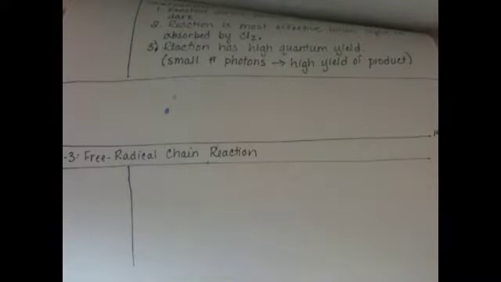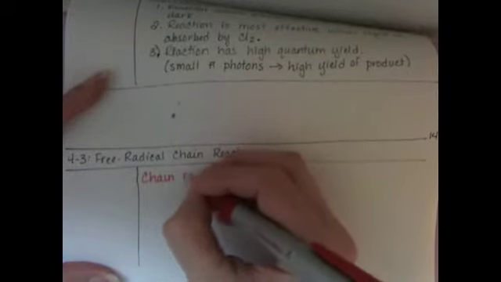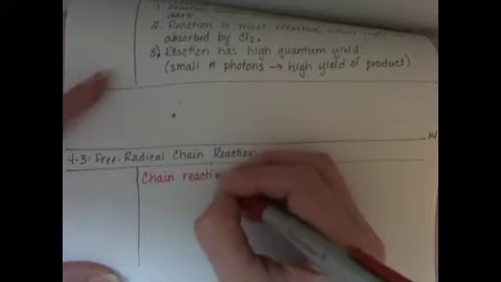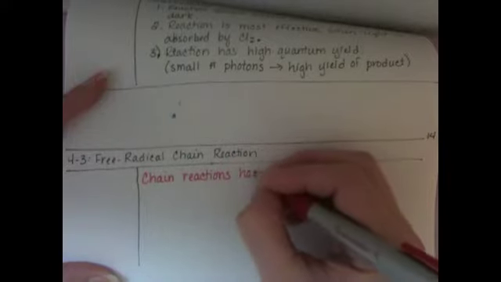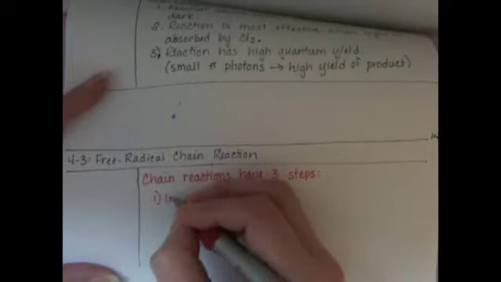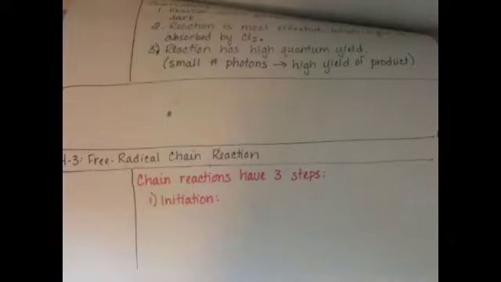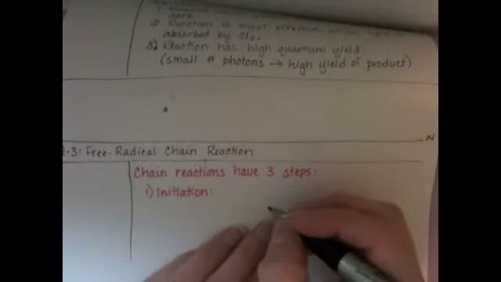Chain reactions, all of them, not just the chlorination of methane, but all chain reactions have 3 steps to them. The first step in a chain reaction is called initiation. The initiation step generates a free radical from a stable molecule.